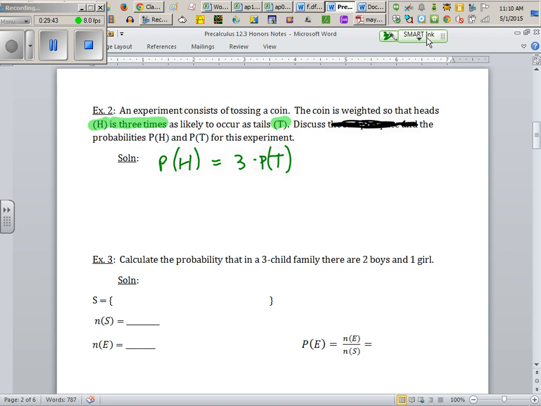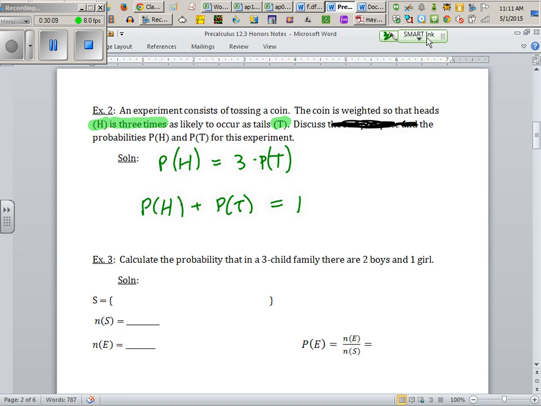You can tell from this sentence it's not a fair coin. Probability of heads is supposed to equal probability of tails, right? So something's wrong already, right? What did we learn on the previous page? All probabilities add up to what? 1, correct. So probability of heads plus probability of tails should add up to 1. There are only heads and tails on a coin. So they add up to 1.